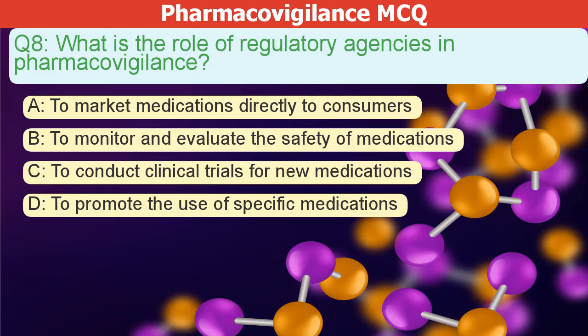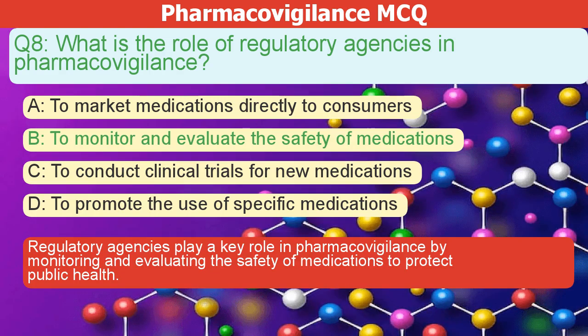What is the role of regulatory agencies in pharmacovigilance? A. To market medications directly to consumers. B. To monitor and evaluate the safety of medications. C. To conduct clinical trials for new medications. D. To promote the use of specific medications. The correct answer is B. Regulatory agencies play a key role in pharmacovigilance by monitoring and evaluating the safety of medications to protect public health.